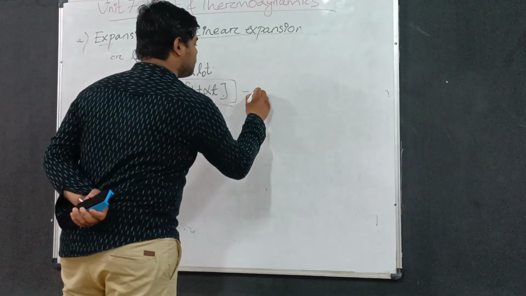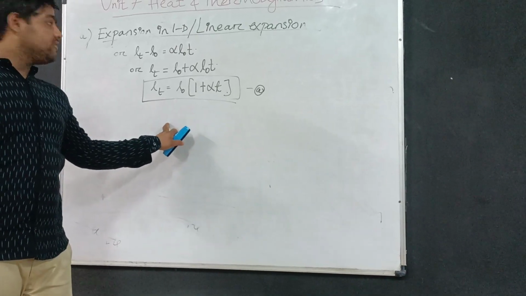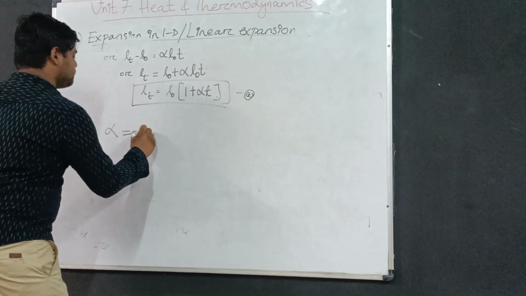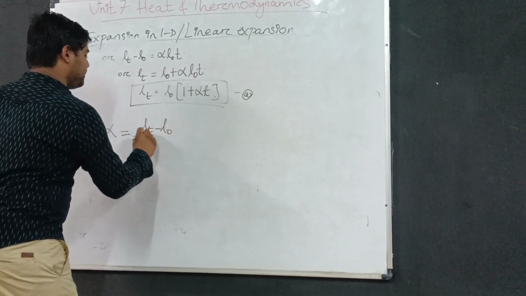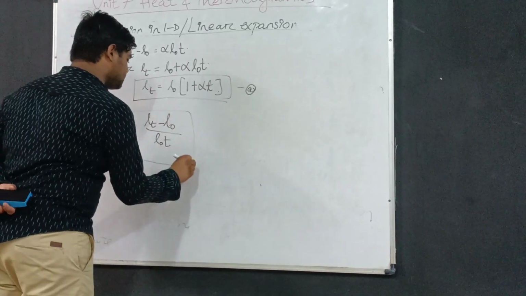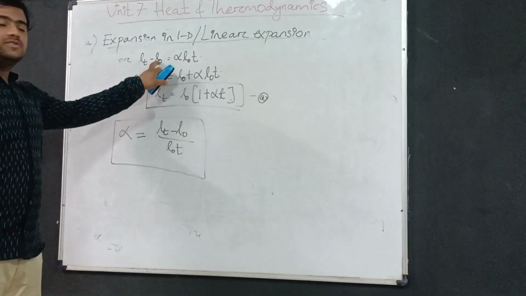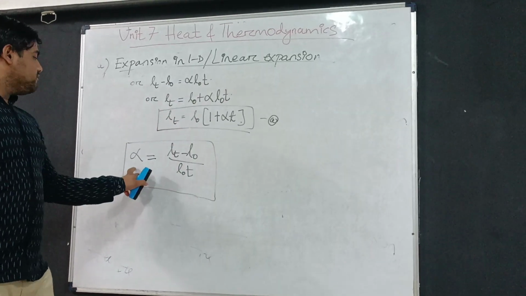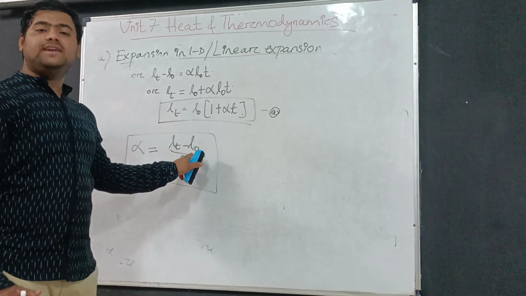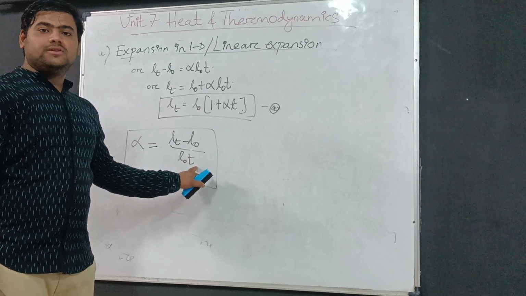Now we can also find the value of alpha from this equation. Alpha will be LT minus L0 divided by L0 T. This is known as the coefficient of linear expansion. We can find it from any of these equations. So alpha, the coefficient of linear expansion, is defined as the increase in length per original length per unit degree rise in temperature.